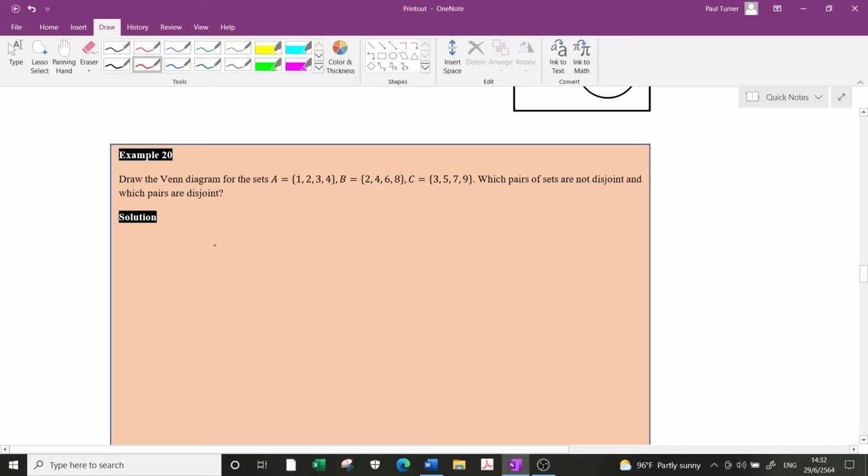So for an example, we've got sets A: 1, 2, 3, 4; B: 2, 4, 6, 8; and C: 3, 5, 7, 9. Which pairs of sets are not disjoint and which pairs are disjoint? So which ones share elements? Notice that A and B have 2 and 4. So A and B are not disjoint. These two sets are touching with element 2 and element 4.